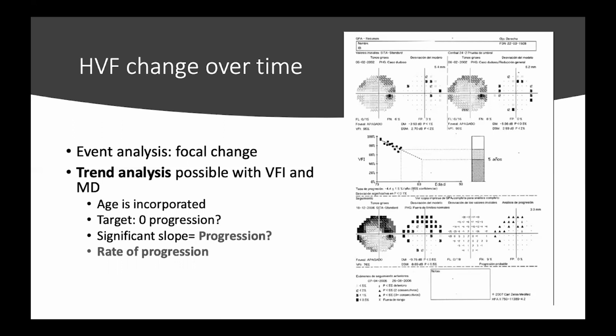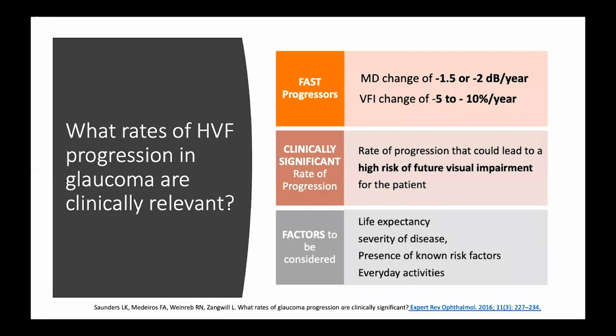If we have a slope, that means that this patient is progressing to a greater extent than what would be expected for him for a certain age. And again, this concept of rate of progression, we can also have with these progression analyses that are really helpful. But the big question is, what rates of progression are clinically relevant?